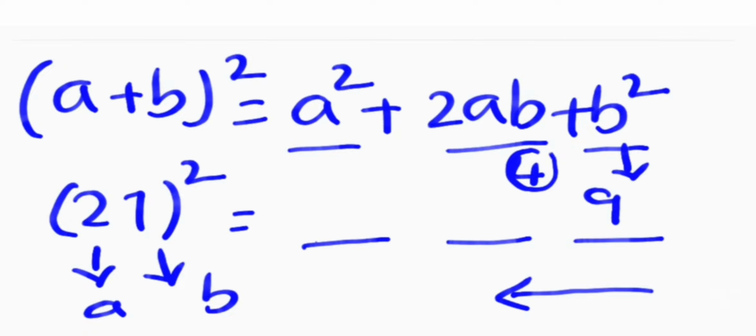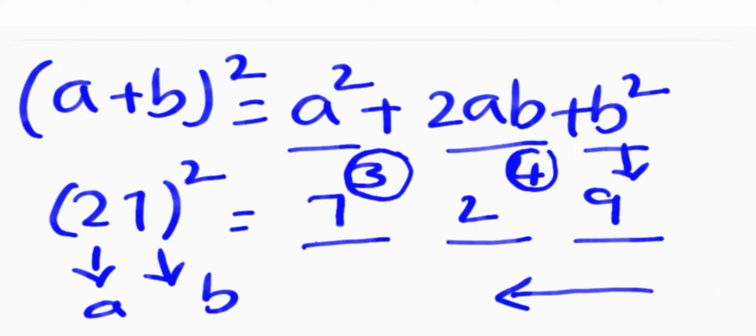Now a square. A square means 2 square. 2 square means 4. 4 plus this carry forward number 3. 4 plus 3 is 7. Therefore 27 whole square is 729.